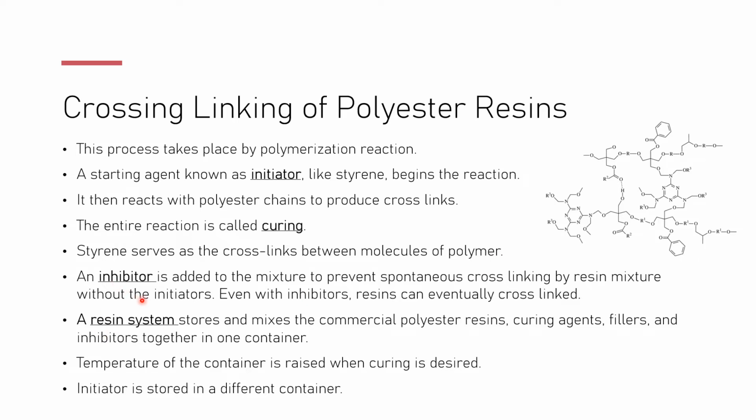So an inhibitor, again, you can't just let the reaction go. You have to control the reaction. Every time we try to control the reaction, we use an inhibitor. So that's a control for the polymerization reaction, and we add it to the mixture. What it does is prevent spontaneous cross-linking. We don't want it to be chaotic. We want it to go in a systematic way. So for the cross-linking of the resin mixture, we use the inhibitor to cross-link systematically in a correct way.